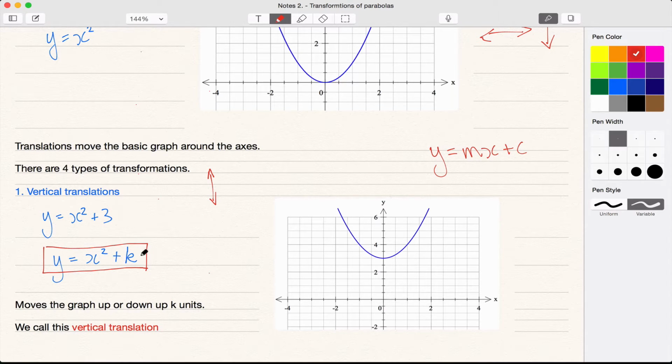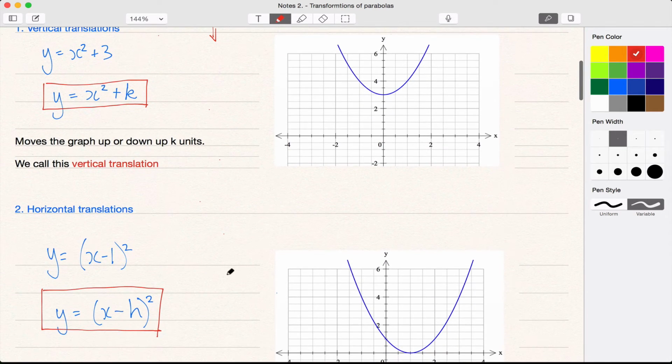So here's your general formula, and the description says it moves the graph up or down by k units. We can't say k centimetres because it's just a graph. It's not centimetres. So we just say units. It means it moves it up or down on the graph. And it's called vertical translation.